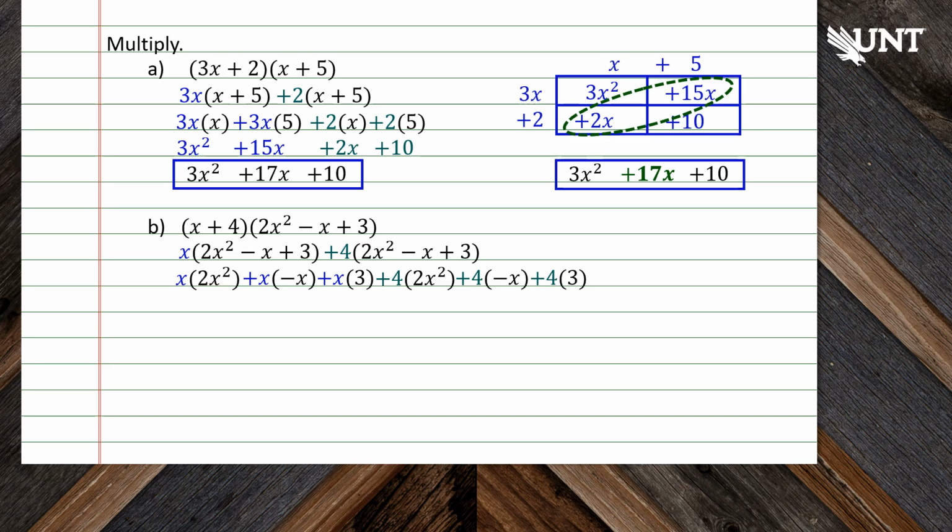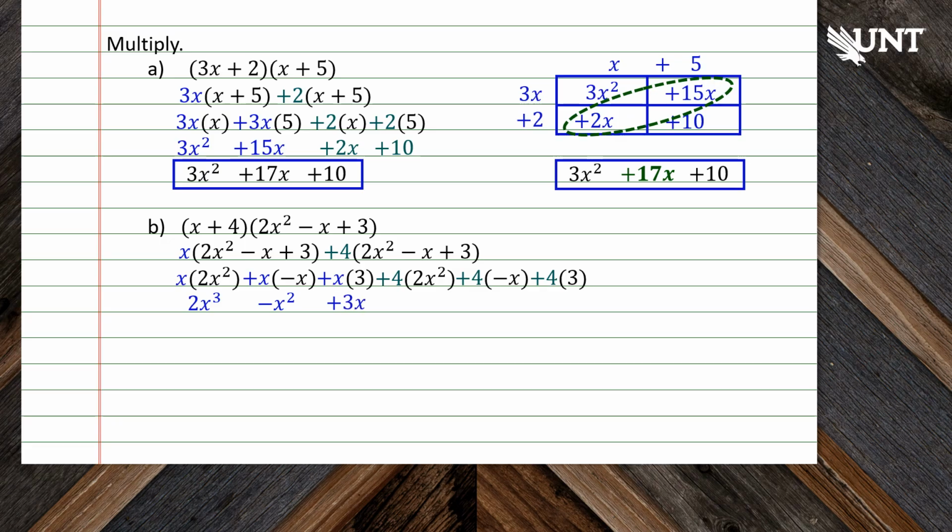And if you notice, a binomial times a trinomial means 2 times 3, which is why we currently have 6 terms. The first term, x times 2x squared, results in 2x cubed. The next term, x times negative x, gives us negative x squared. The following term, x times 3, can be written as positive 3x.